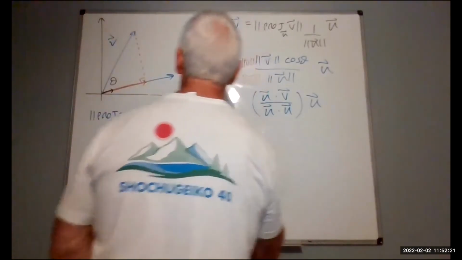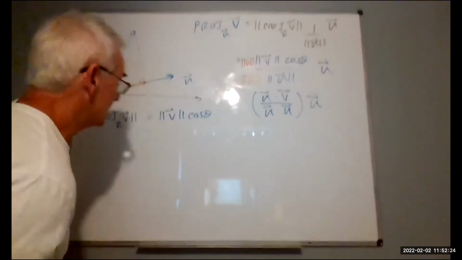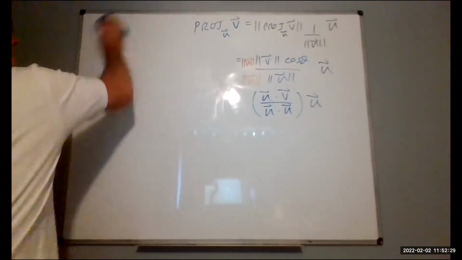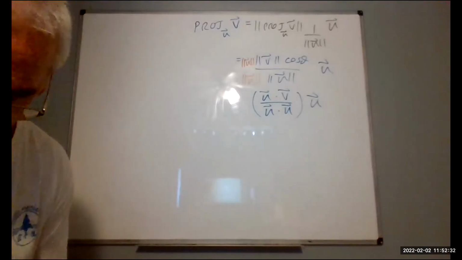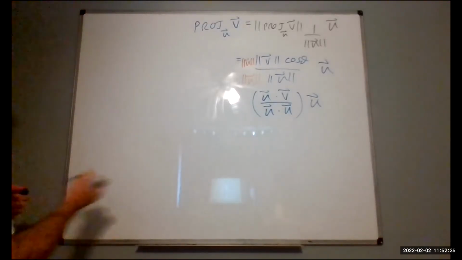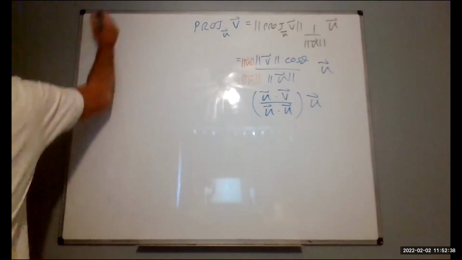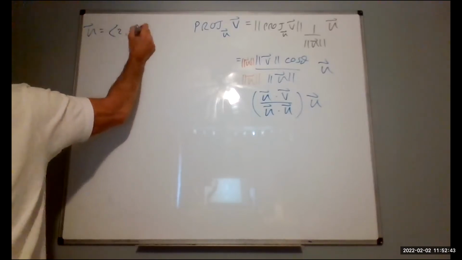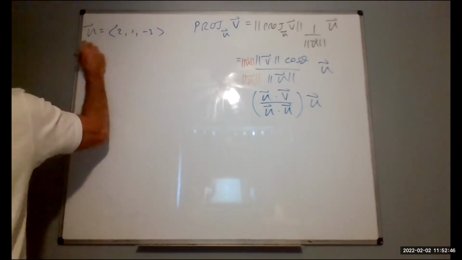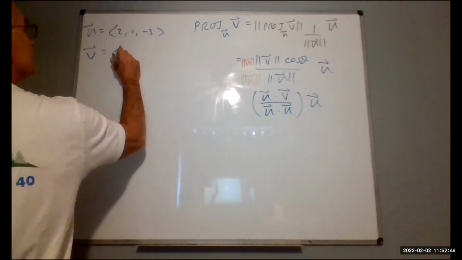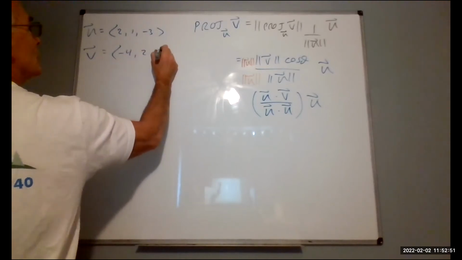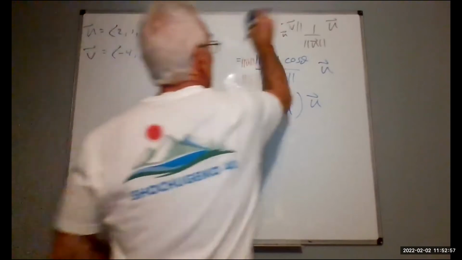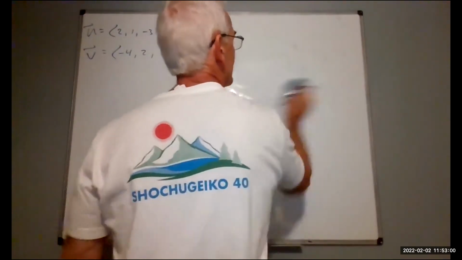So let's do an example of this. Okay, so let's suppose, and let's do it in 3D this time, I've got vector u is (2, 1, -3). I've got vector v is (-4, 2, 1). I'll keep the numbers down. Now, here's what I'd like to do. I have a couple of questions I'm going to ask.